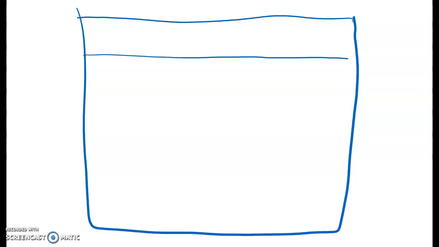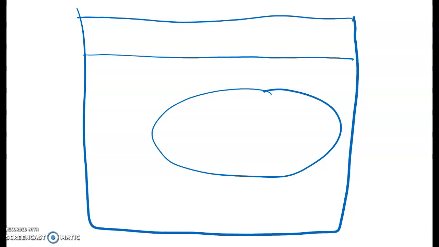Next, we're going to look at a hypertonic solution. So here is my beaker full of my hypertonic solution, and there's my cell. Now, hyper means more, so that means there's more solute in this solution.